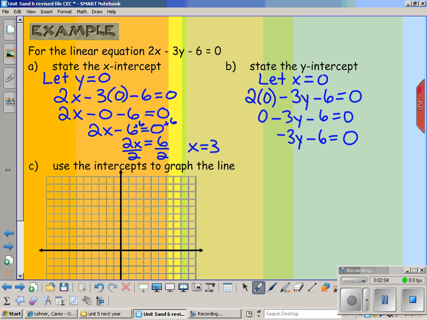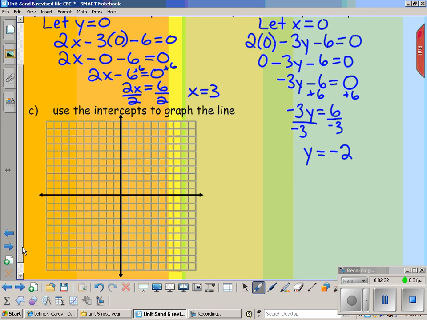We want to solve for y, so we are going to start by adding 6. We'll have minus 3y equals 6. Now we will divide by minus 3. So we get y equals negative 2. Now what we can do is use the intercepts to graph the line. So at x equals 3, we put a point, and at y equals negative 2, we put a point. And now we join those values. So there's your strategy of graphing by intercepts.